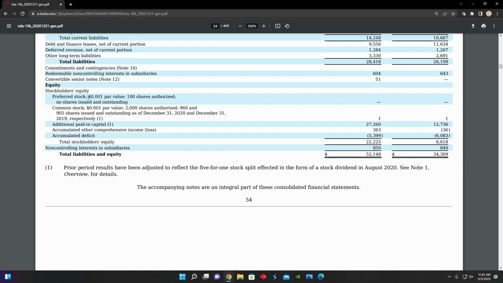And right underneath that, we see preferred stock, and that's like less than a penny of par value, 100 shares authorized, no shares issued and outstanding. So I'm going to explain what all of that means right now. So preferred stock is basically stock that entitles the holder of preferred stock to a fixed dividend. And preferred stock differs a little bit from common stock in that common stock dividends do not take priority over preferred stock dividends. Preferred stock dividends take priority over common stock dividends.